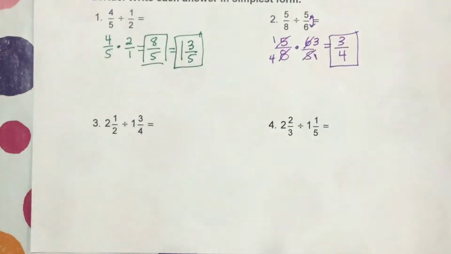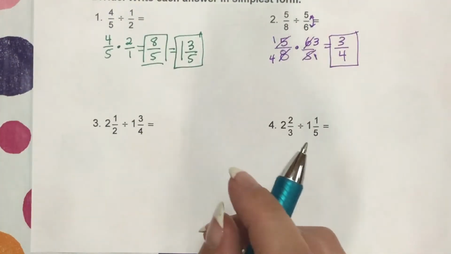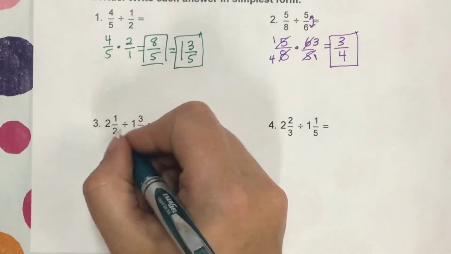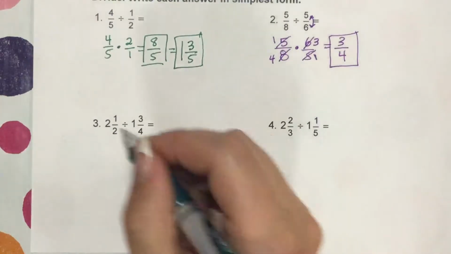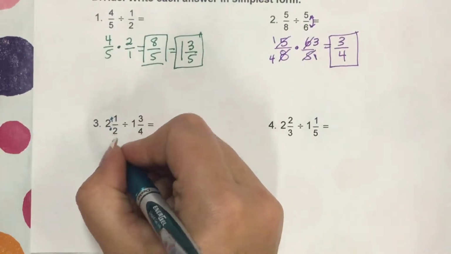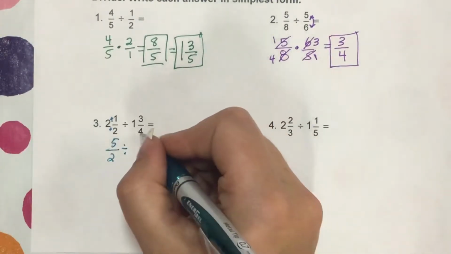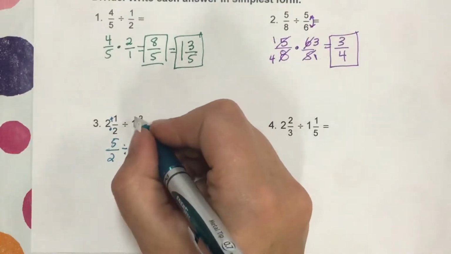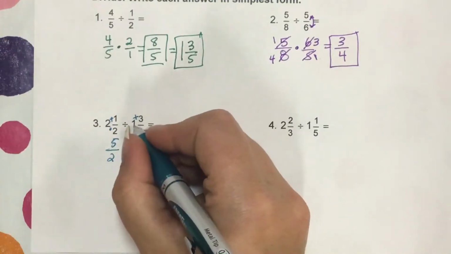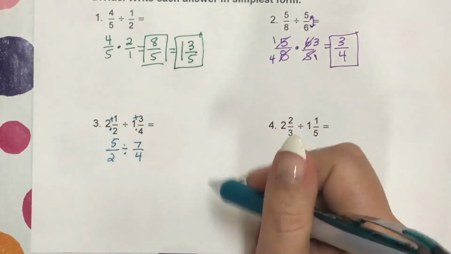Okay, on to problem number 3. I see a lot of mixed numbers that we need to change into improper fractions, so let's just go ahead and do it. All right, cool. 2 1/2 divided by 1 3/4. So we're going to multiply 2 times 2 is 4 plus 1 is 5 over 2, divided by 4 times 1 is 4 plus 3 is 7 over 4. So 4 times 1 is 4 plus 3 is 7. Okay, cool. So we changed them into improper fractions.